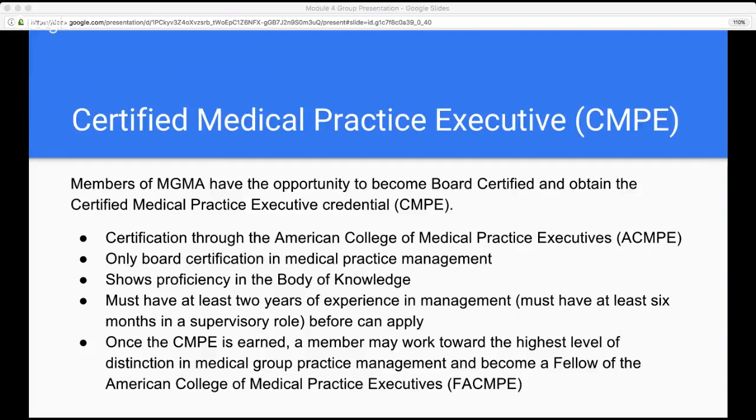After a member earns the CMPE credential, they may work toward the highest level of distinction in medical group practice management and become a fellow in the American College of Medical Practice Executives.